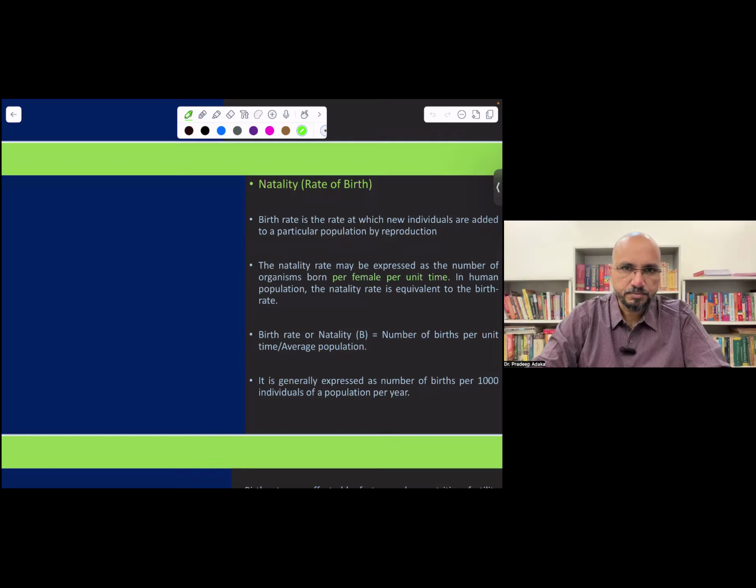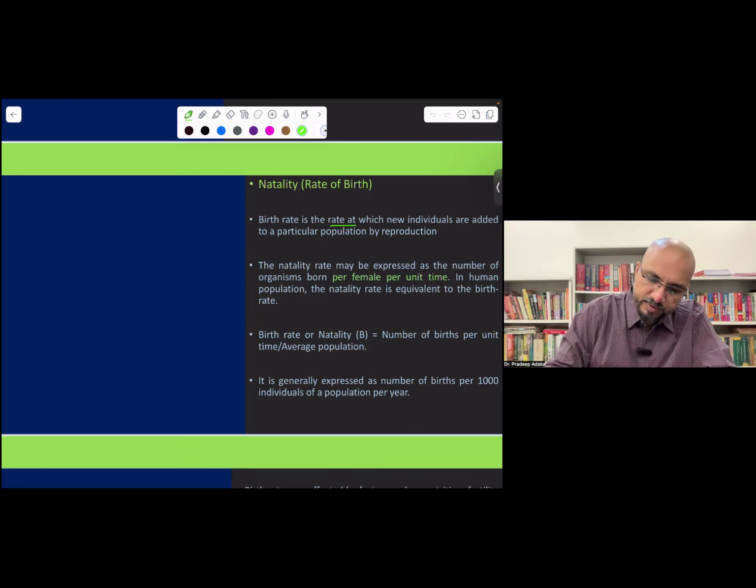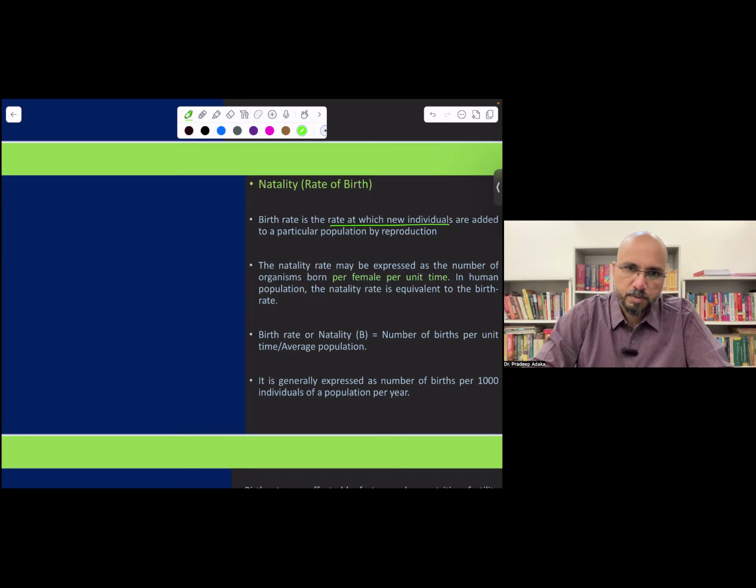Birth rate is basically the rate at which new individuals are added to the population by reproduction. Look, in natality, population can also increase through immigration, but we are not including immigration. Natality is particularly birth rate. It is the rate at which new individuals are born through reproduction in a population. It will lead to an increase in the population. A higher birth rate will lead to an increase in the population.